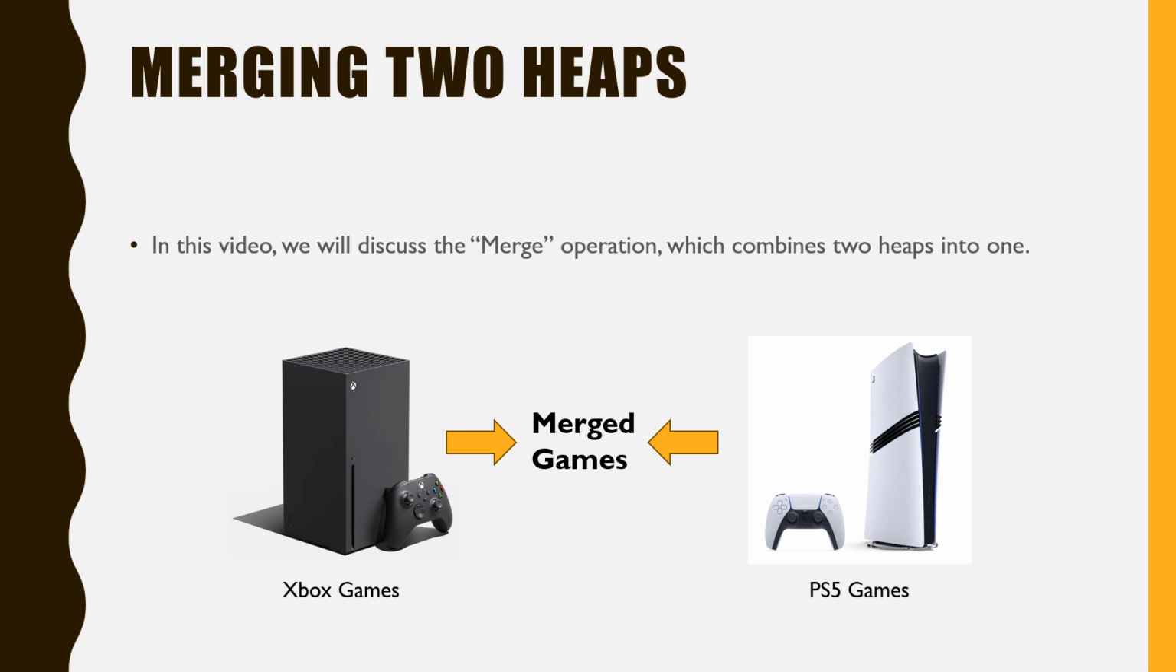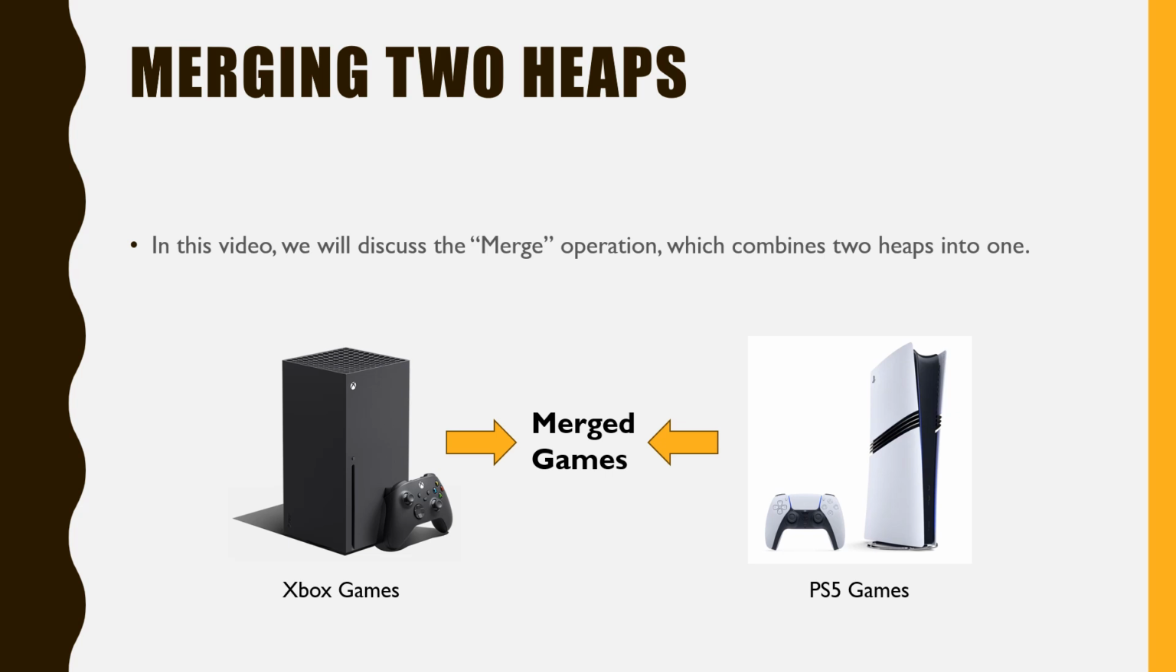Initially, you owned only an Xbox and used the heap to track your Xbox games. Later, you purchased a PS5 and built a separate heap for your PS5 games. Since you can now play games on both platforms, you need to merge these two heaps into a single heap, allowing you to efficiently identify the highest rated game across both platforms.